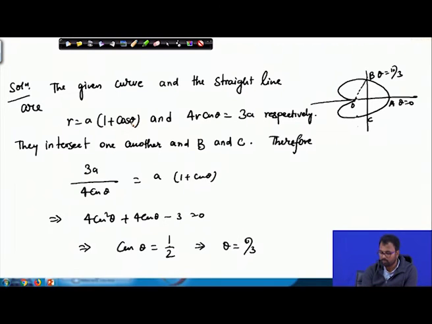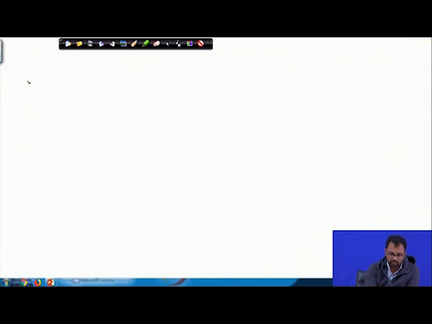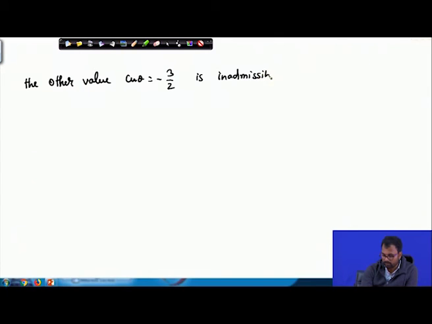So we can substitute theta equals pi by 3 here, and that will give us the value of r. The other value, cos theta equals minus 3 by 2, is inadmissible, so we have ignored that value. For theta equals pi by 3 we can calculate the value of r. So that's the point where they are intersecting one another.